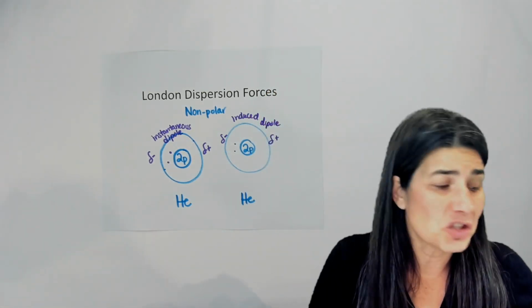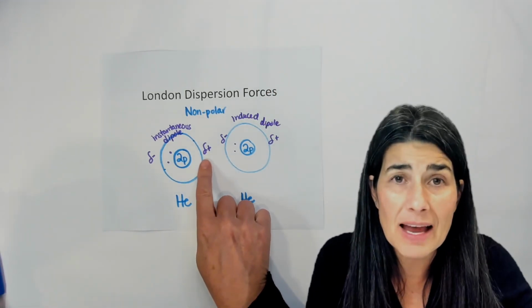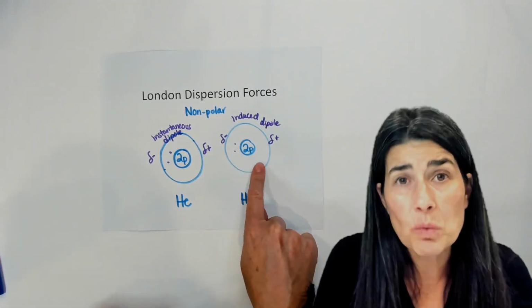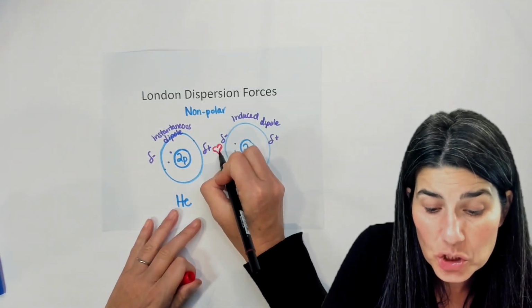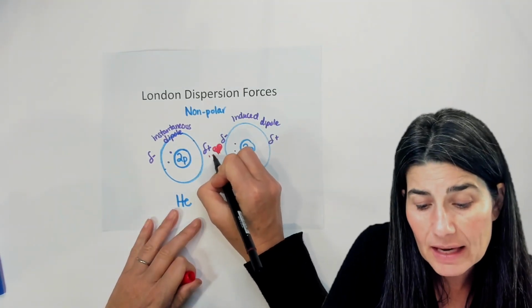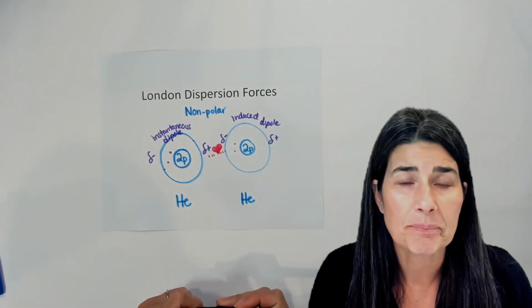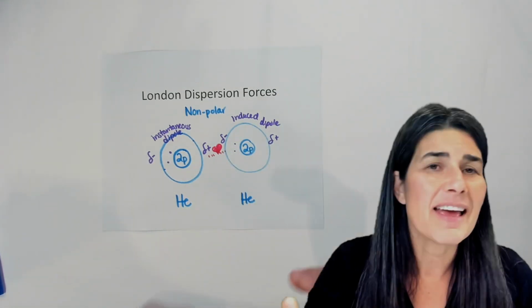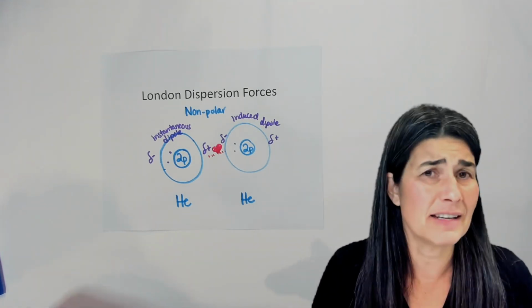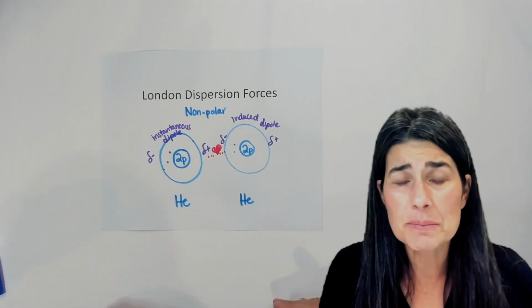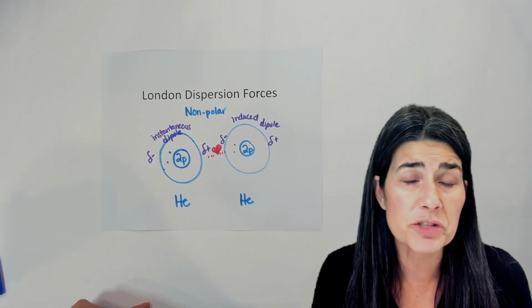Now, all of a sudden, just because for a moment in time one had a plus and minus, we get a new one with a plus and minus, and we know that opposite charges attract. So there's going to be this attraction between them. Now, they call that attraction London dispersion forces. All nonpolar particles experience London dispersion forces.